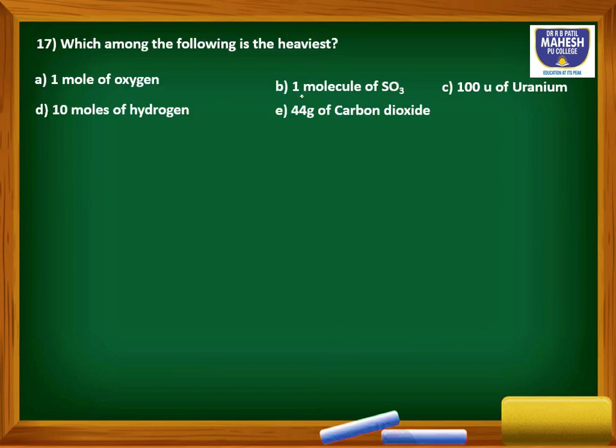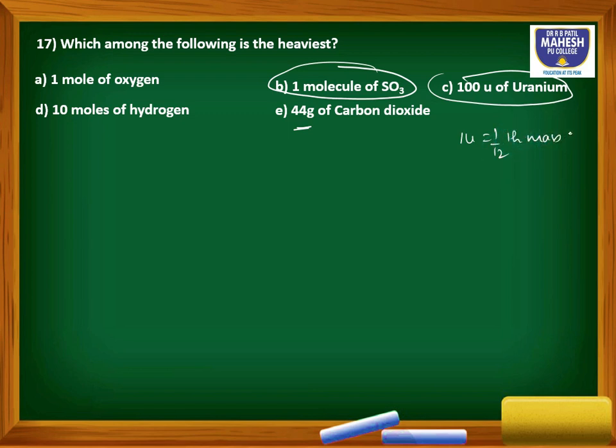Next question, which among the following is heaviest? So let us delete the wrong answers here. 1 molecule of sulfur dioxide has very negligible mass compared to this 44 gram of carbon dioxide. That option is already there. And 100 u of uranium. 1 u means 1 by 12th the mass of an atom of carbon 12. So 100 u is also very negligible mass.